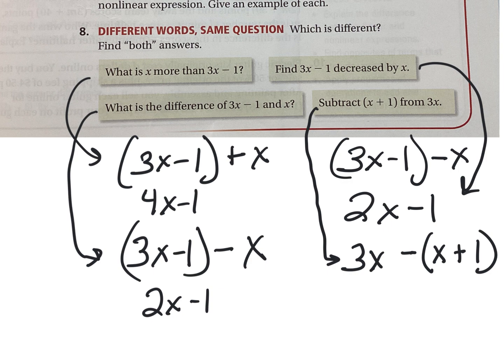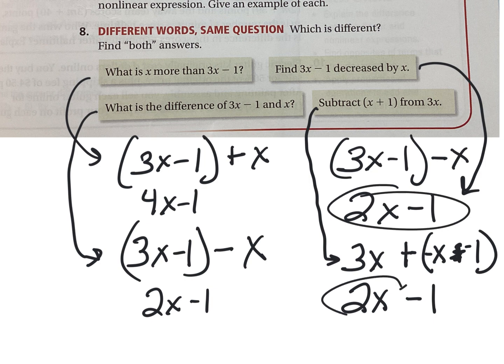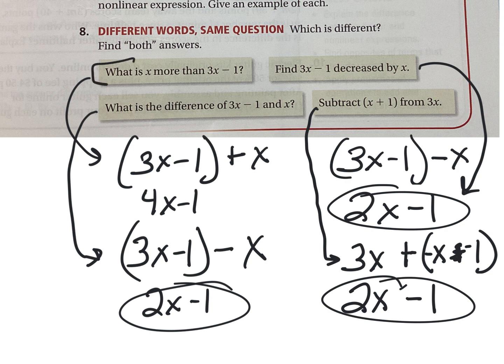Okay. I'm going to add the opposite. So I'm going to add the opposite. And this becomes negative 1. Okay, 3x plus a negative x leaves me with 2x. And then plus a negative 1, which is just the same as minus 1. So this one, this one, this one are the same. This one is different.